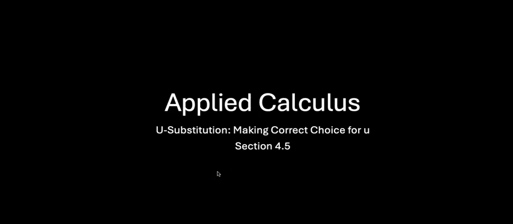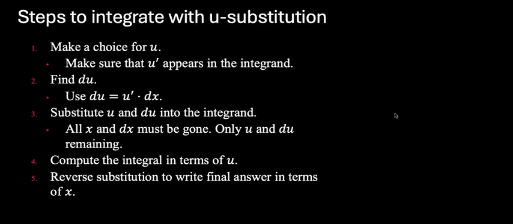A critical part of performing u substitution is making the correct choice for u. Let's talk about how to do this and then also how to find du. Here's the steps to integrate with u substitution. The first step is to make the correct choice for u. Then you have to find du. Let's talk about how to do these two steps.